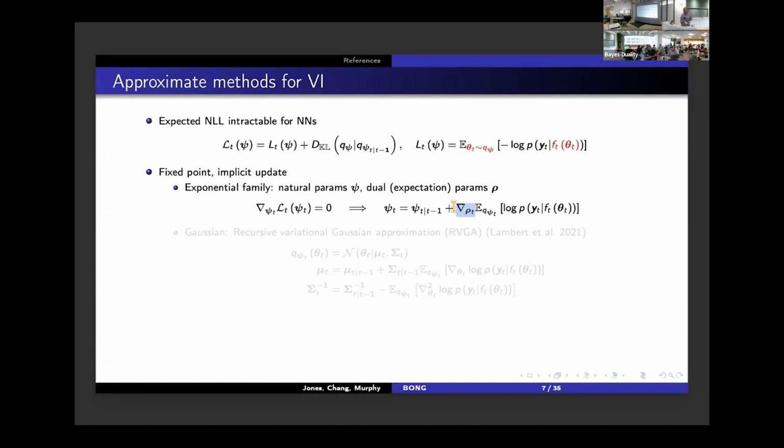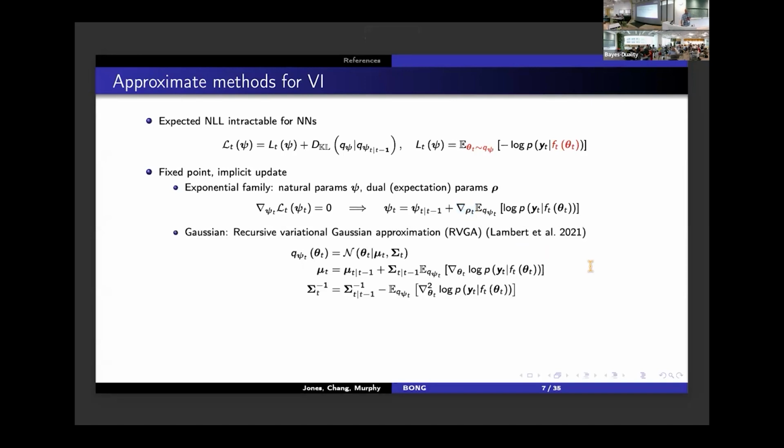Anyway, so you can derive it, and this is the exact solution, but it is implicit because we're evaluating the gradient at the solution, so you can't compute it directly. But it'll be relevant. This can be done, for example, for the case of a Gaussian variational approximation. Lambert et al. had this paper they called recursive variational Gaussian approximation, which is Bayesian filtering for the Gaussian case, where the variational family is Gaussian. No assumptions about the likelihood, but the variational family is Gaussian.